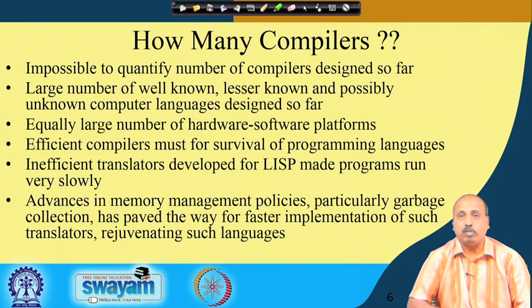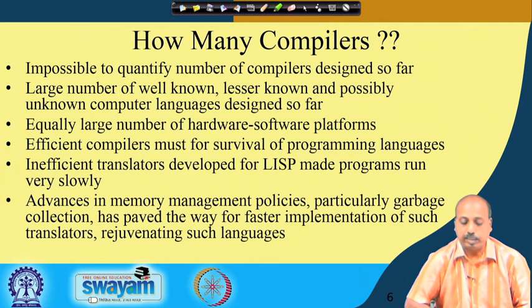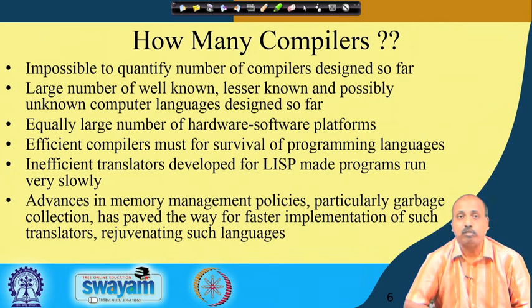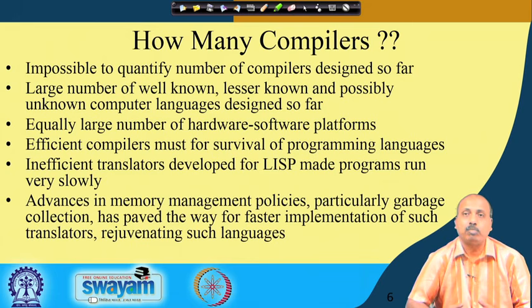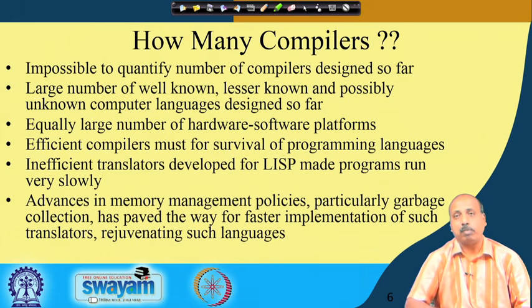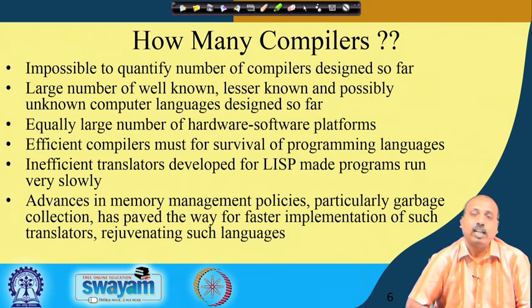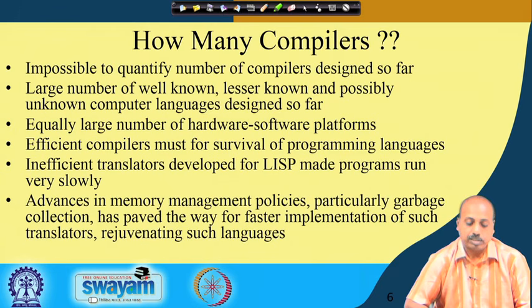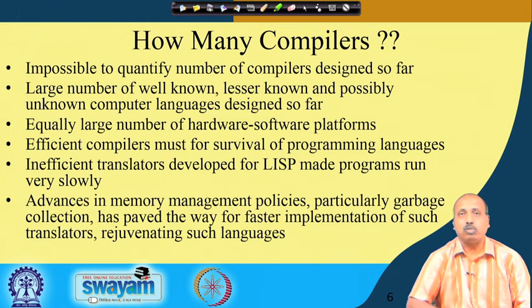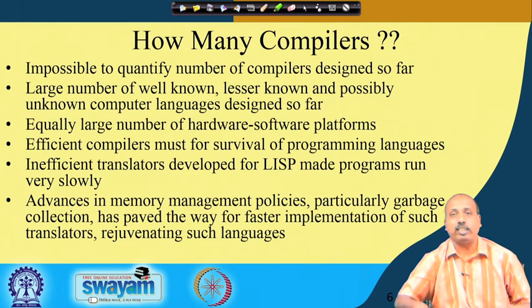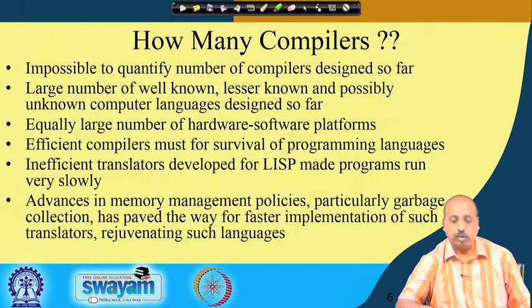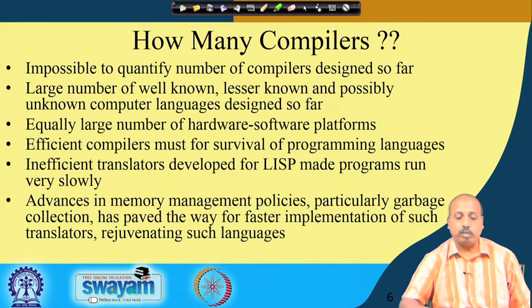However, with the advancement in memory management policies, particularly garbage collection, there is an avenue by which you can have a faster implementation of such translators, and such languages are rejuvenated. So many old languages are also coming back, because of the facilities provided in the operating system and the underlying hardware, and accordingly efficient code can be generated for the languages. So answering the question of how many compilers have been designed so far is not at all straightforward; we can only say it is not enumerable.